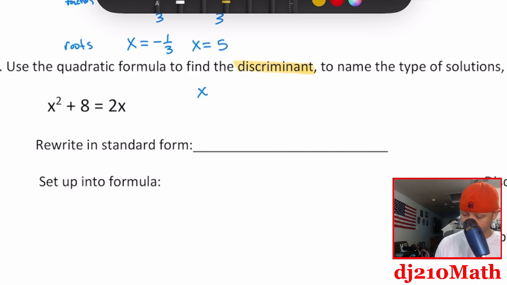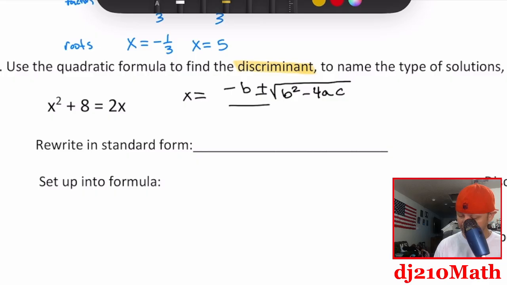Quadratic formula says, all right, if you have a quadratic, x is equal to negative b plus or minus the square root of b squared minus 4 times a times c, all over 2 times a. And the discriminant is this part right here. Just the part under the square root. So we don't want the square root. We want the part inside of the square root, aka the radicand, if you know your terminology. The part inside the square root at the end of the day.